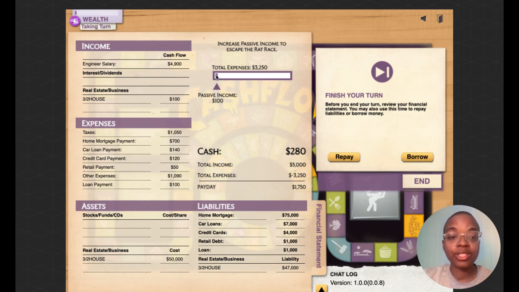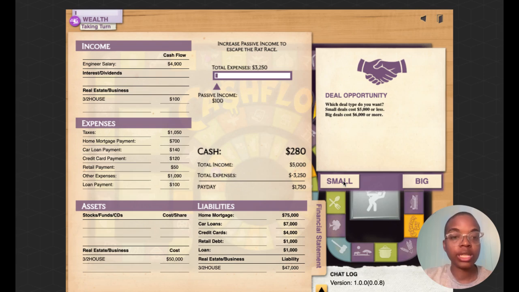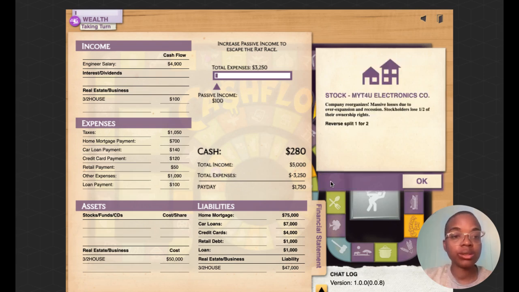So again, the first part is the rat race. In order for me to get out of the rat race, I have to fill this bar up with purple, and then I'll move on to phase 2 of the game, right? You see my assets. I have $50,000 in assets right now, and my payday, because I broke even, is still at $1,750, so I'm feeling okay with that. Going to roll again, take a small deal.